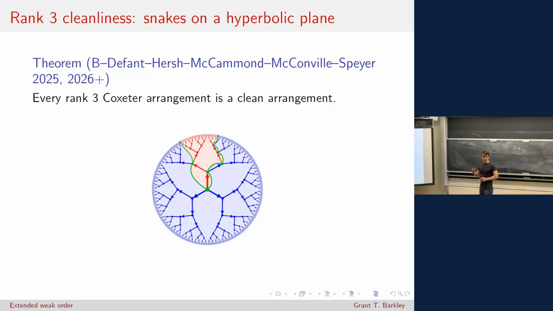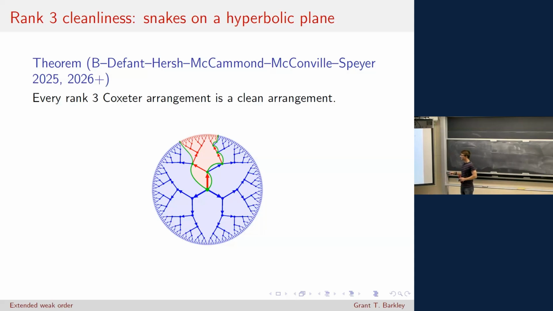Okay, and so I mentioned the fundamental lemma from the paper about affine type was proving that these ideal subarrangements are clean arrangements. Well, the fundamental theorem from this paper, with the many authors, is that every rank 3 Coxeter arrangement is already a clean arrangement. And the way that we prove this is we use snakes on the hyperbolic plane. So we need to show that every biclosed set is separable.